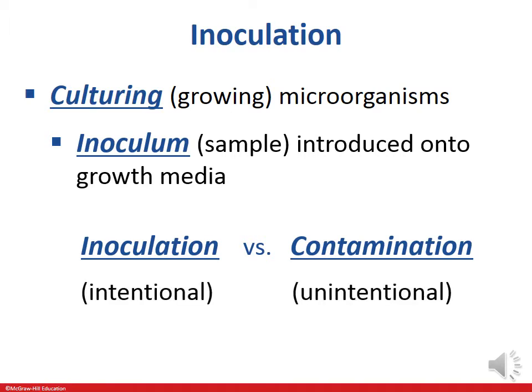Unintentional or accidental contamination is where you have organisms that are growing that you didn't intend to grow there. So, of course, this is where aseptic techniques are really important. We are trying to inoculate. We are trying to avoid contamination. We want to avoid contaminating our cultures. We want to avoid contaminating ourselves and the environment that we're working in.